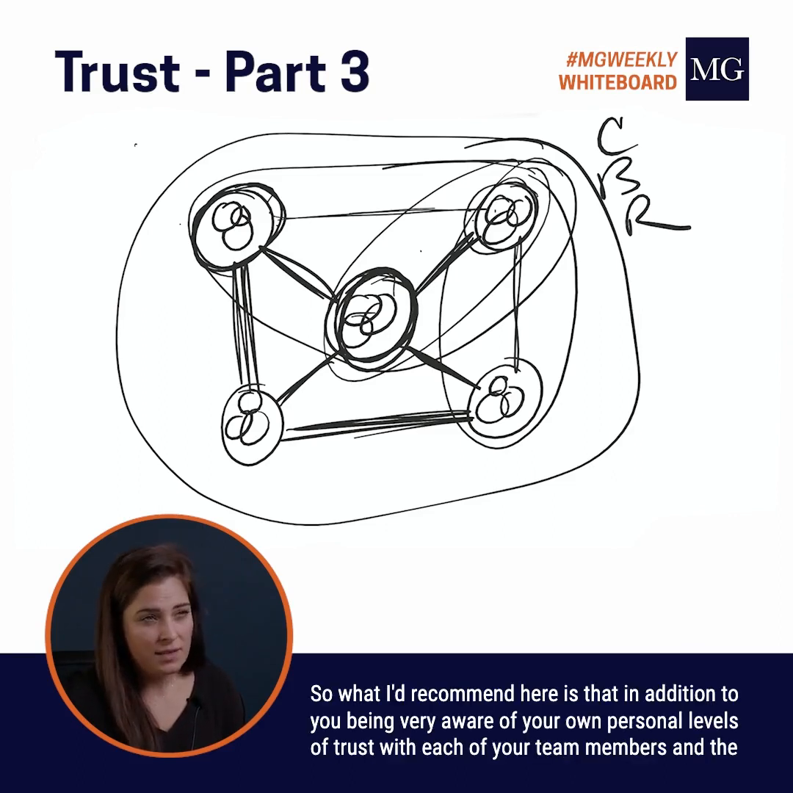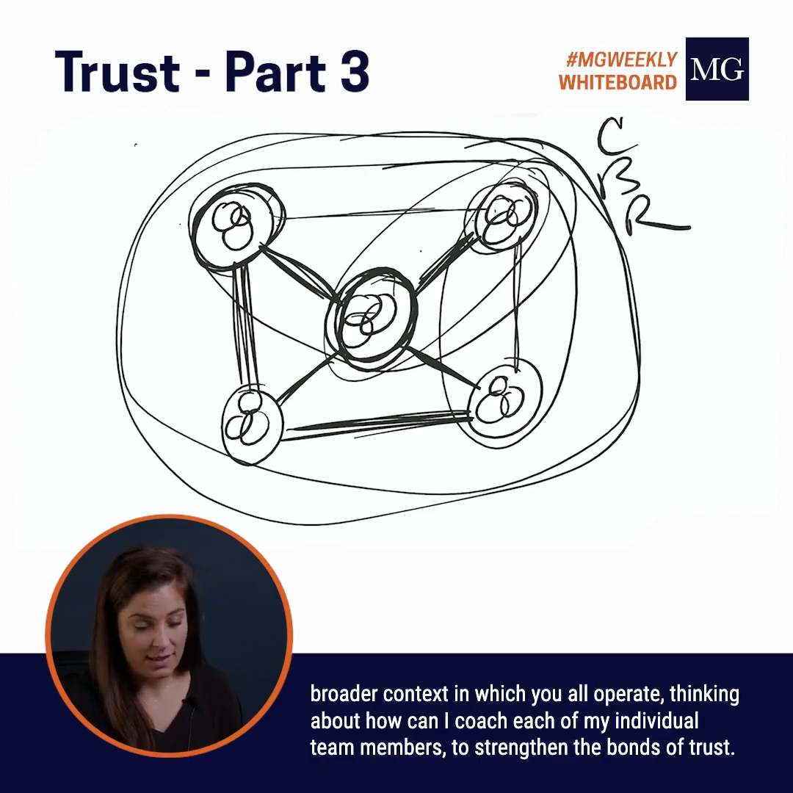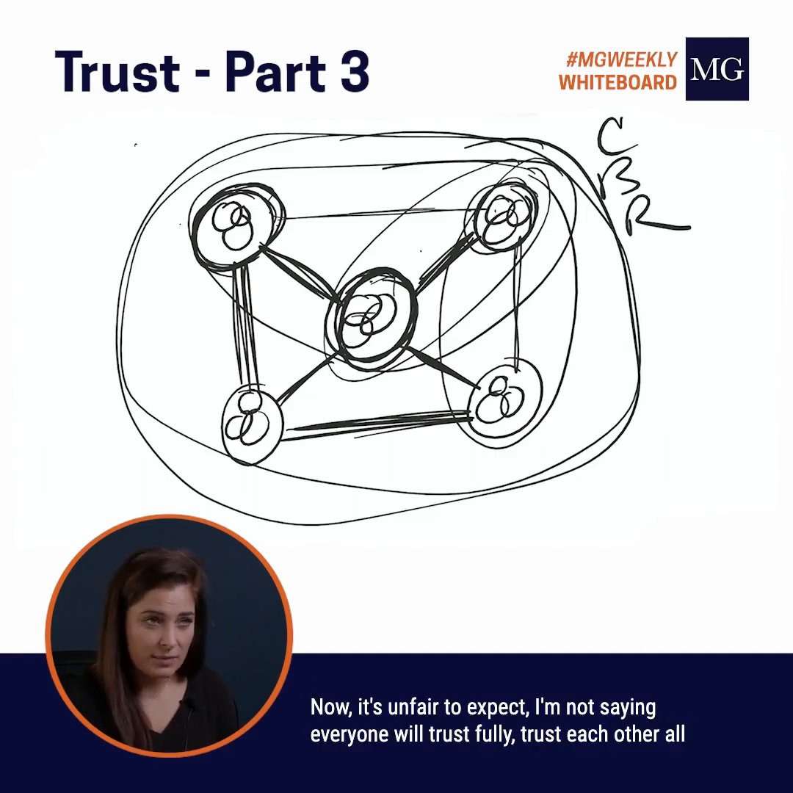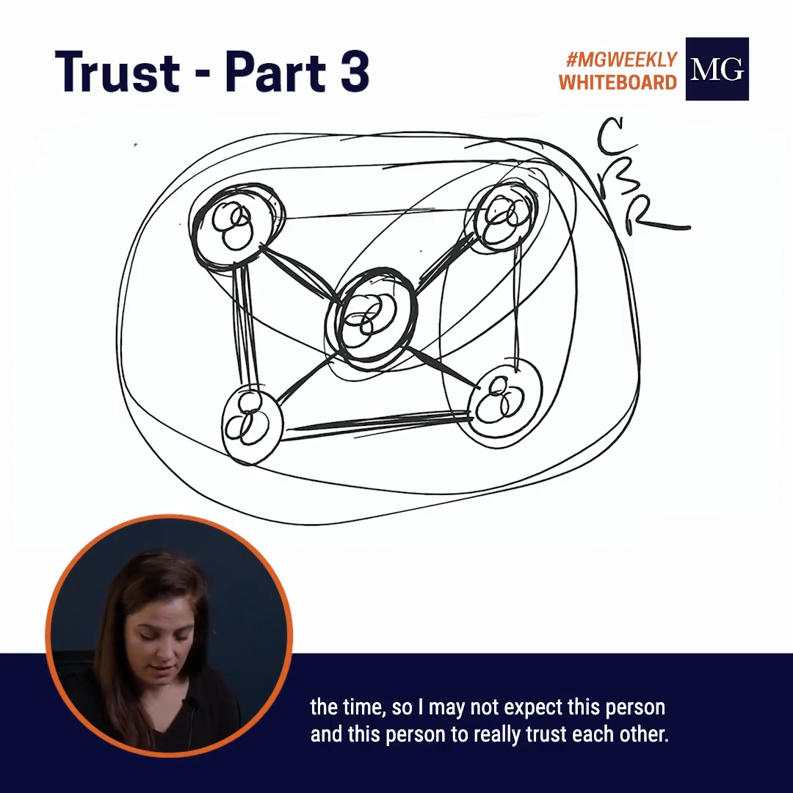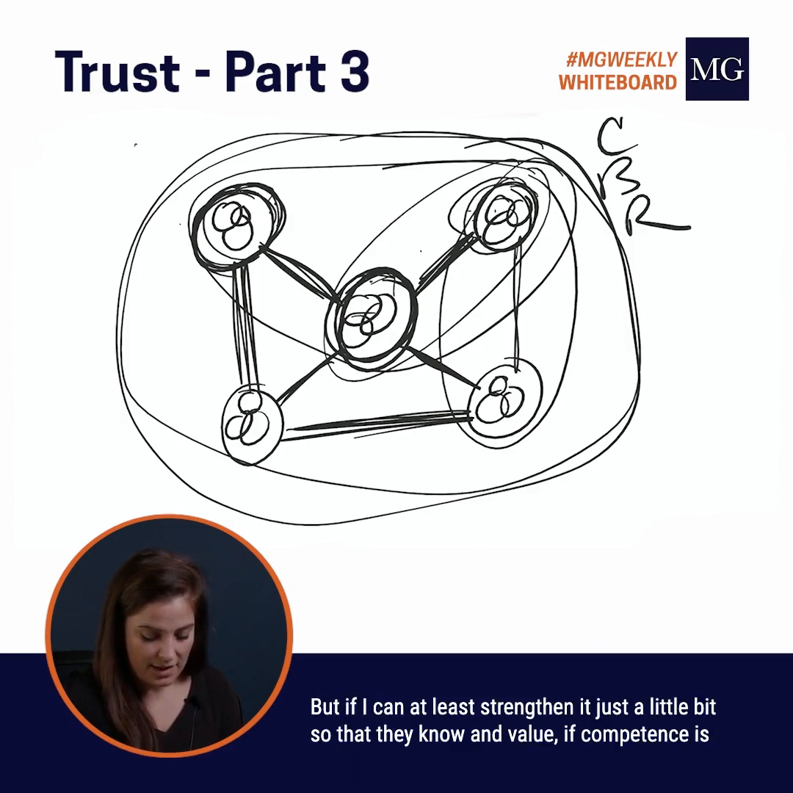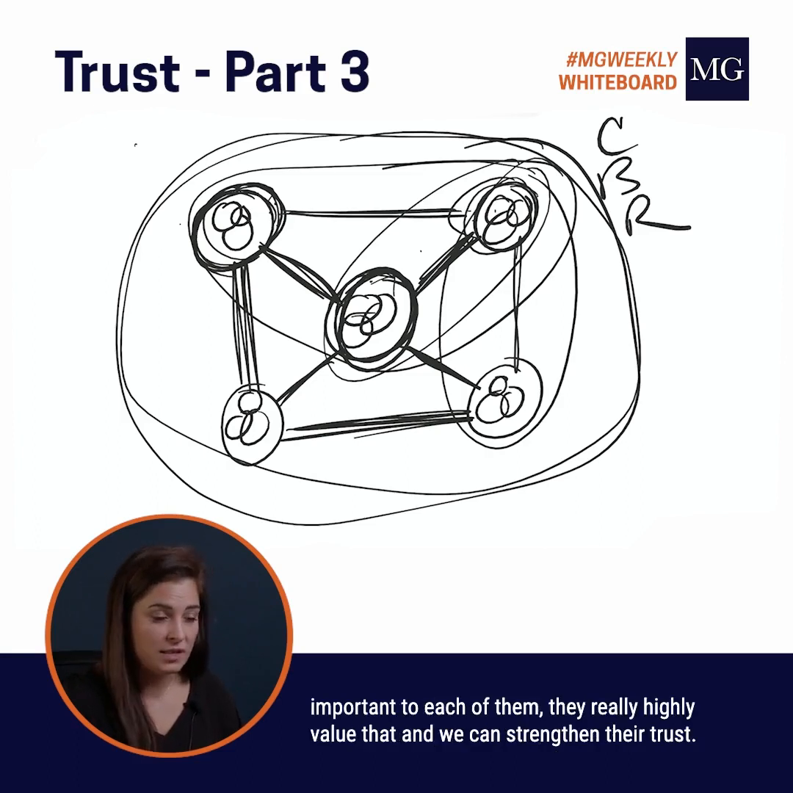So what I'd recommend here is that in addition to you being very aware of your own personal levels of trust with each of your team members and the broader context in which you all operate, think about how I can coach each of my individual team members to strengthen the bonds of trust. Now, it's unfair to expect, I'm not saying everyone will fully trust each other all the time. So I may not expect this person and this person to really trust each other. But if I can at least strengthen it just a little bit so that they know and value, if competence is important to each of them, they really highly value that, and we can strengthen their trust.